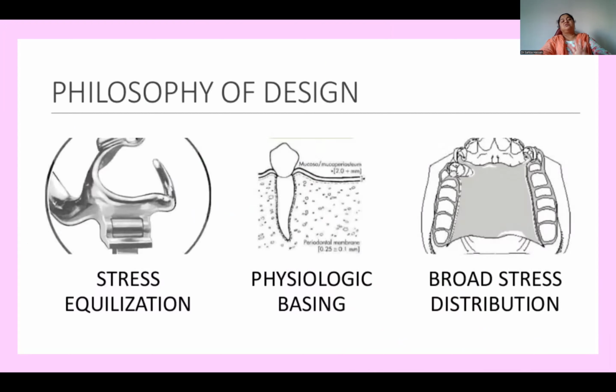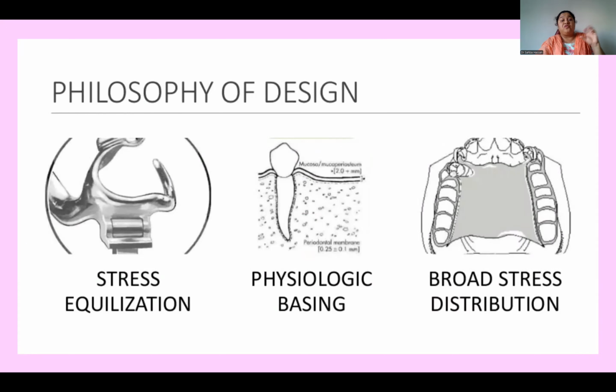The basic philosophy of the design should be stress equalization, physiologic basing, and broad stress distribution. Now, what is stress equalization? Whatever the clasp is, what material, whether the clasp, see, these are all very different chapters. My agenda is just to give you what it is and how you should design. Then you should study properly what the clasps are, with what materials they are made, whether they are active, whether they have to be passive. Those kinds of things are important.